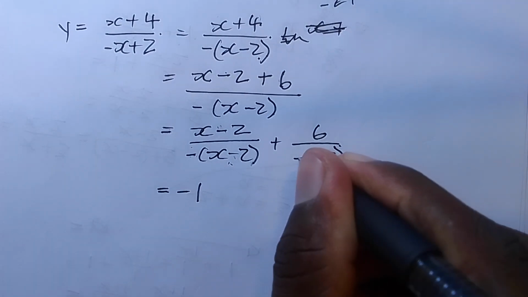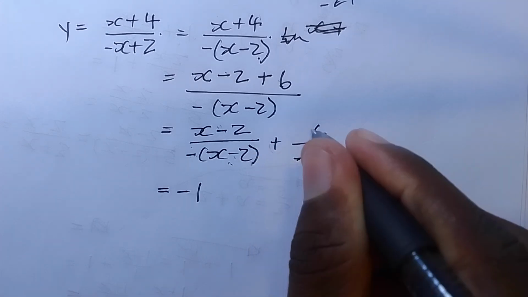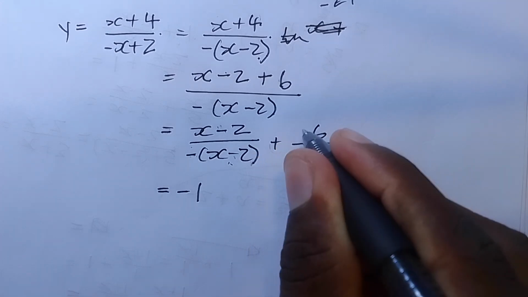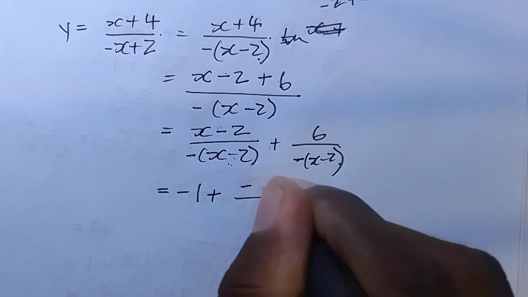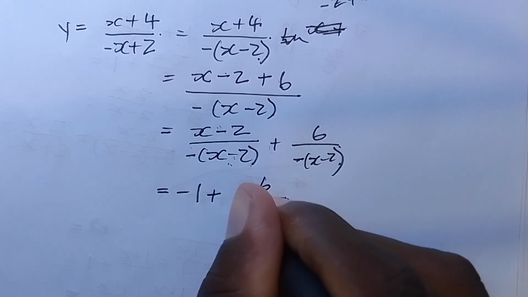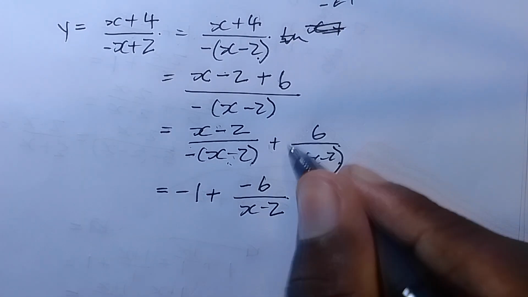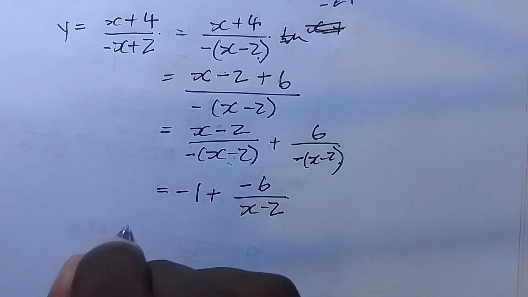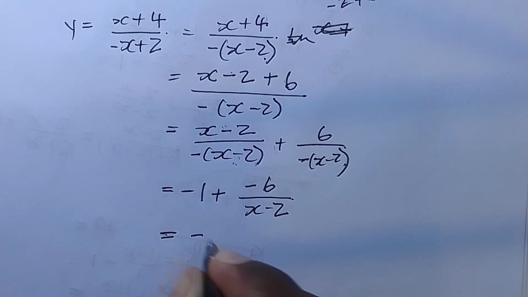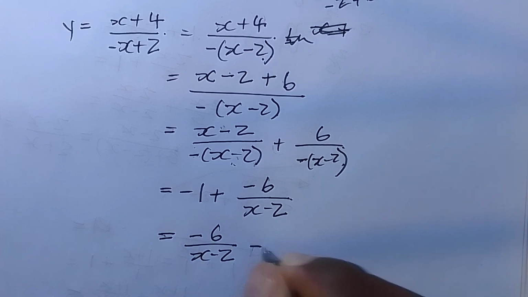And this negative, we are going to move it up to here, or the 6. We'll move it up to the 6. So we have plus negative 6 over x minus 2. Right? Because the negative can be anywhere, it still means the whole thing is negative. Now let's take this and write it on the front. We have minus 6 over x minus 2 minus 1.